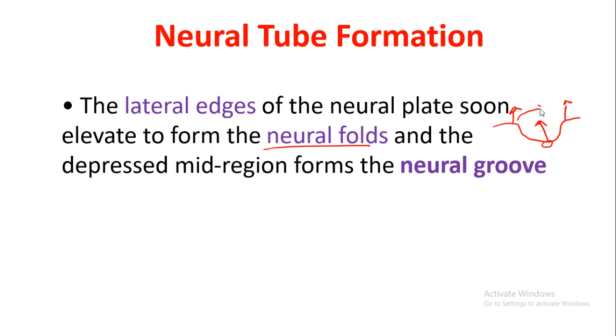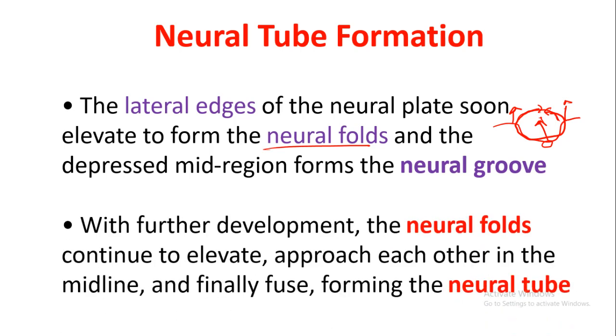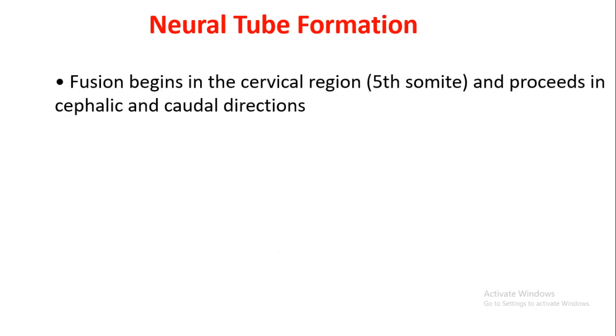So the neural folds will start moving in this other way, toward the midline, and at one point they are going to close, and they will lead to the formation of what? The neural tube, which I've already explained. So these are the same things that I'm explaining in a different language. The fusion normally occurs at the cervical region.